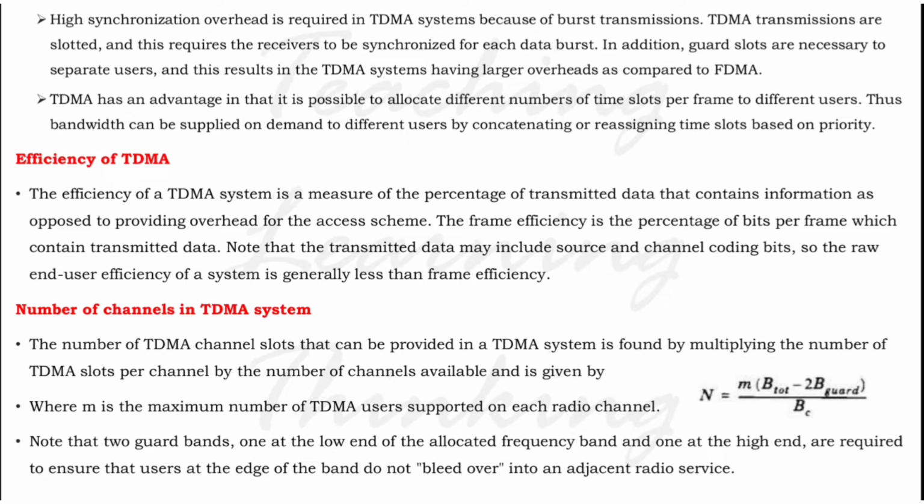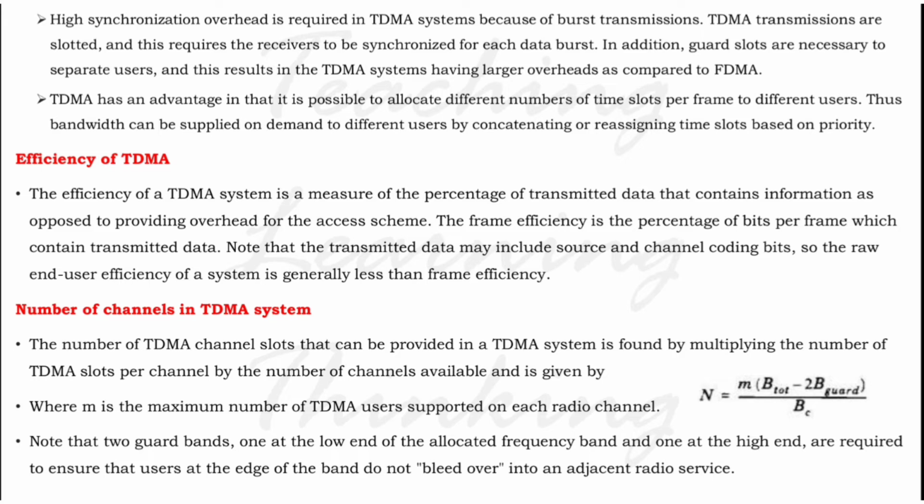And the last feature of TDMA is that it is possible to allocate a different number of time slots per frame to different users. Thus bandwidth can be supplied on demand to different users by concatenating or reassigning time slots based on priority. So these are all the features of TDMA.